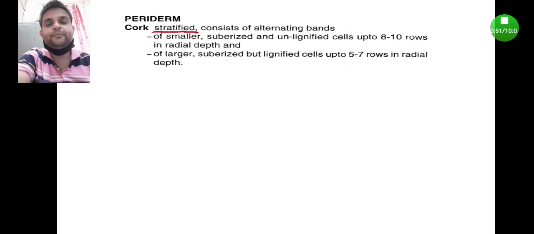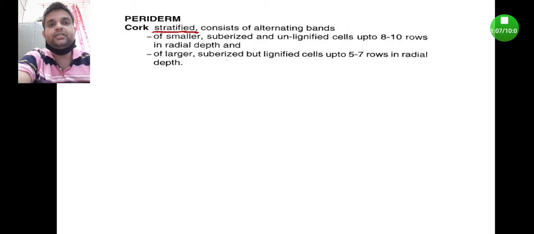So the first one is periderm. Periderm contains cork. Cork is stratified, so it is very unique. The presence of stratified cork is the characteristic feature of Rauwolfia root transverse section.